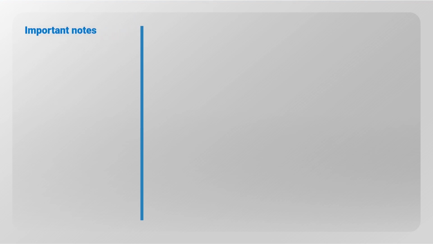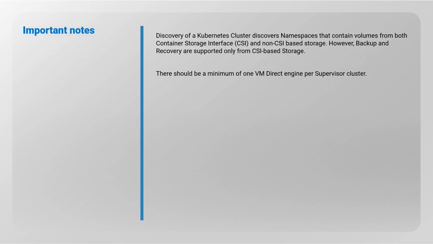Important notes. Discovery of a Kubernetes cluster discovers namespaces that contain volumes from both container storage interface and non-container storage interface-based storage. However, backup and recovery are supported only from container storage interface-based storage. There should be a minimum of 1 VM Direct Engine per supervisor cluster.